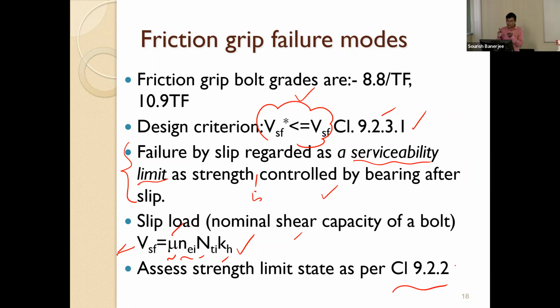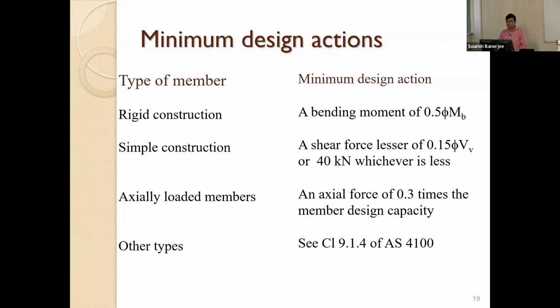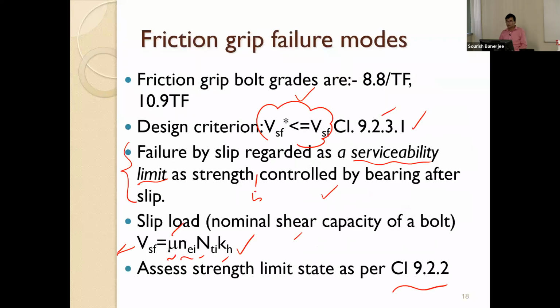So we are talking about two checks for this kind of bolts. One is the serviceability check, this one, and that means there's a serviceability failure. Then we're also checking using the strength limit state whether the bolt will ultimately fail in strength. Okay. Good.